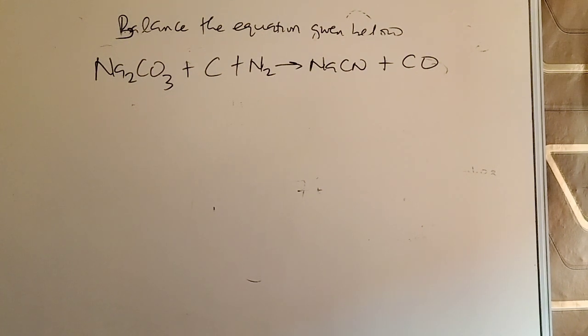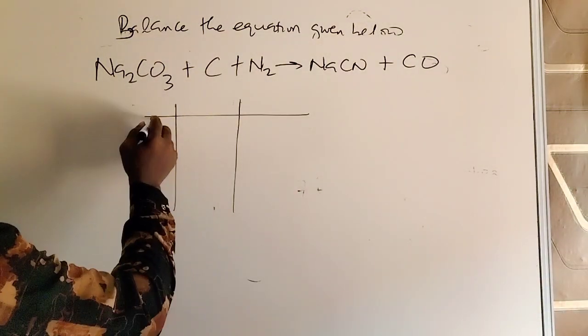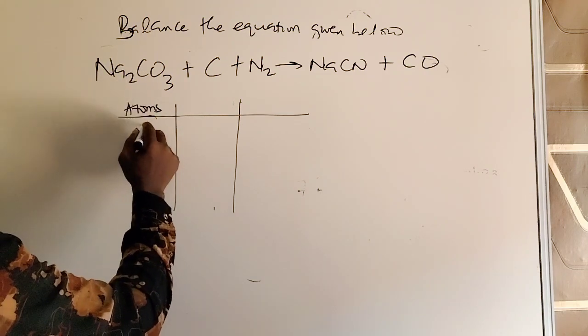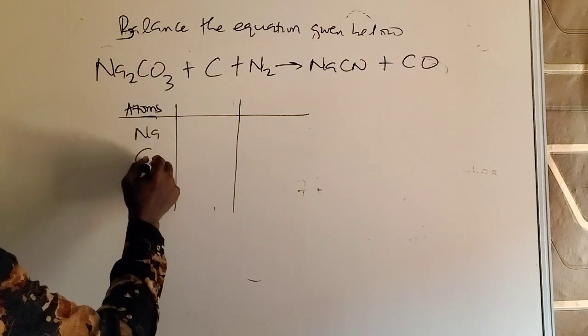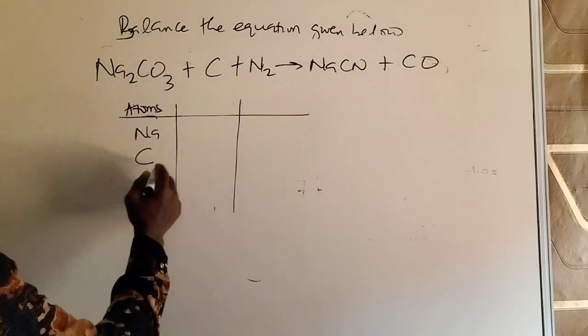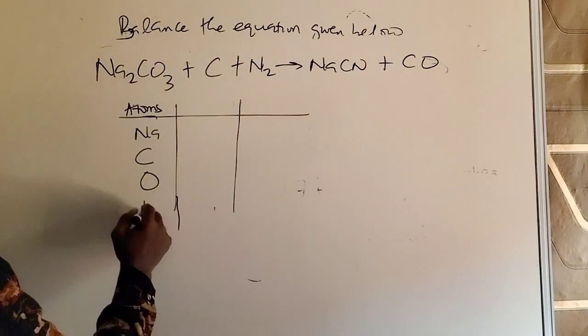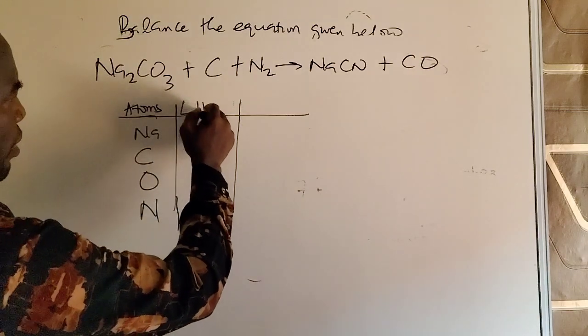We also have another exercise on the board. So this exercise, we have to balance this equation. We'll still draw our table and list the elements one by one. Sodium, symbol first. Carbon, oxygen, O. Carbon written before. Nitrogen, N. We then count the atoms on the left hand side.